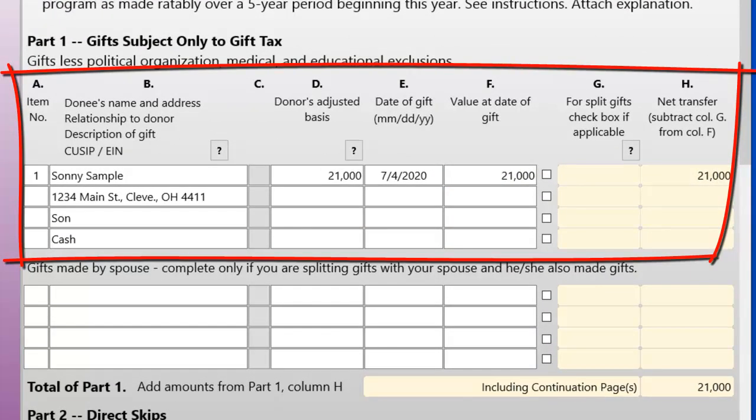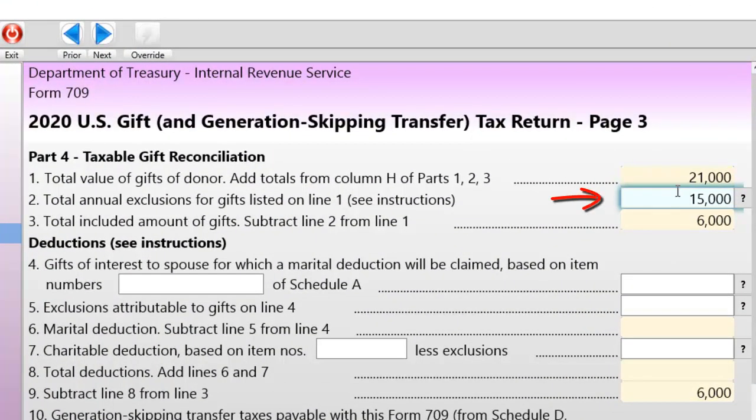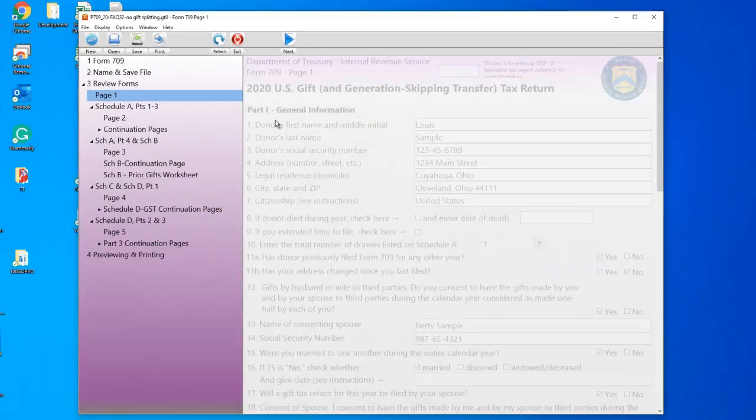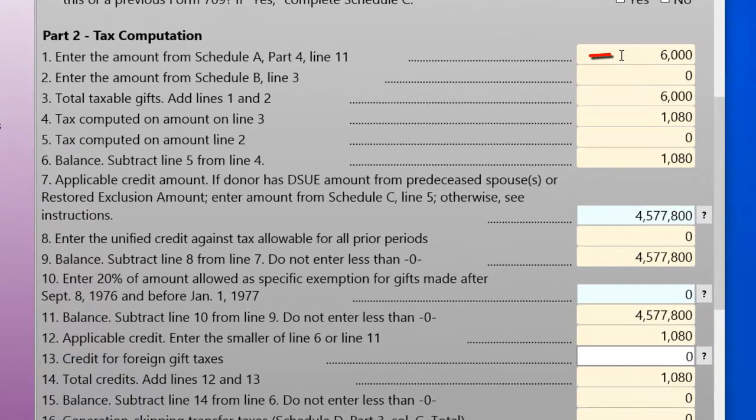We'll go to page 3, where the annual exclusion is taken into consideration, and we see that leaves $21,000 minus $15,000. It leaves $6,000 of gift, and that's what ends up going to line 1 here on page 1 in part 2 in the tax computation, and that generates a $1,080 tax. And of course the tax is then subject to a lifetime credit of $4.5 million, so it ends up being no tax due, but that's how that happens.